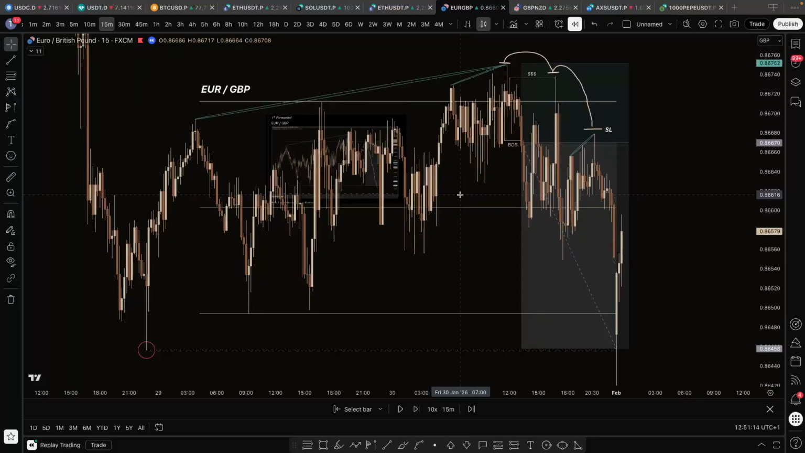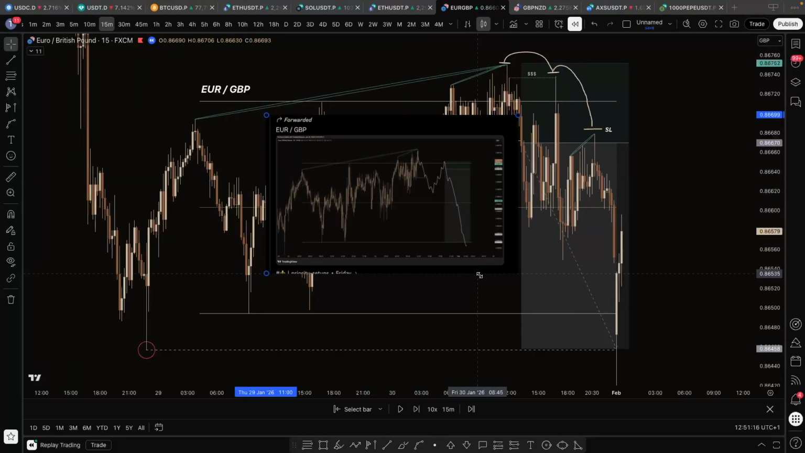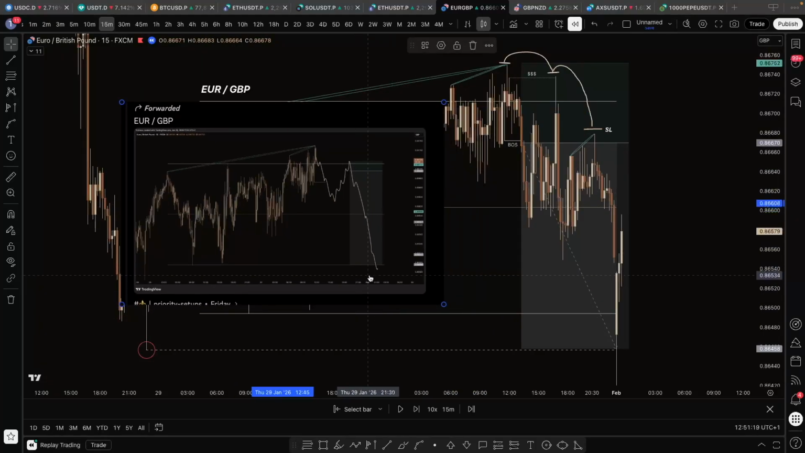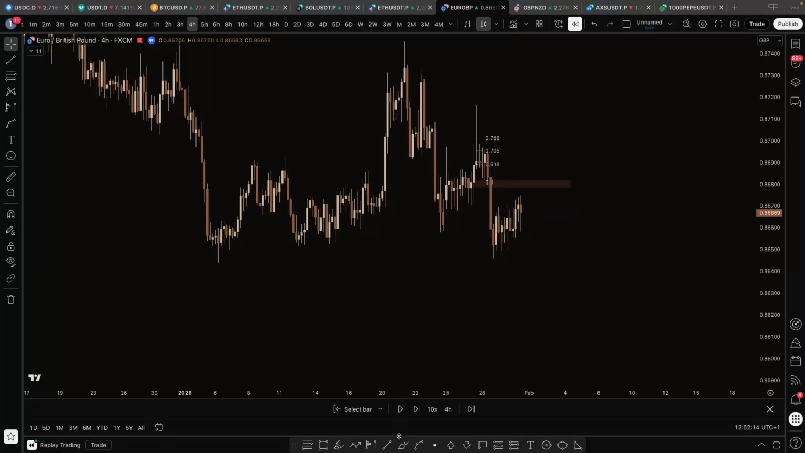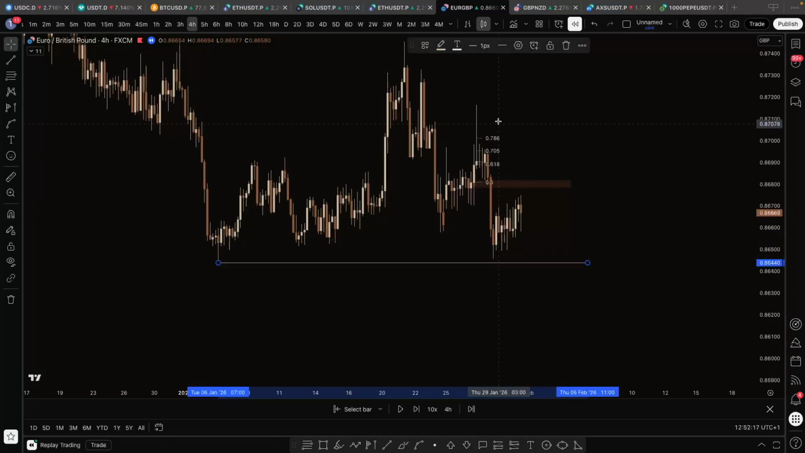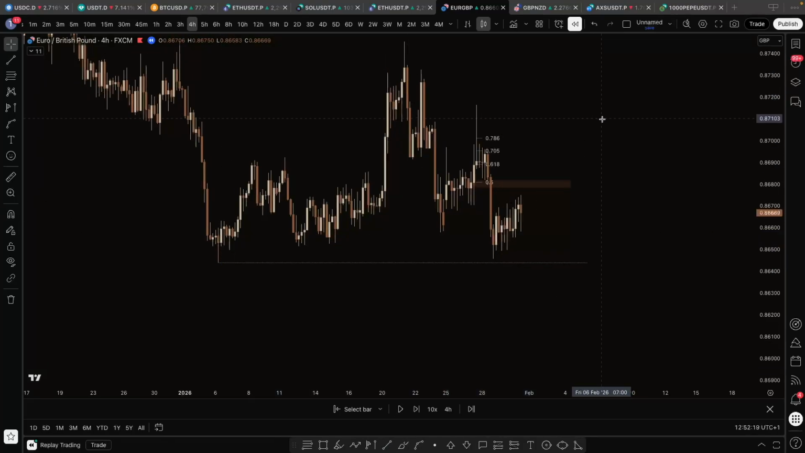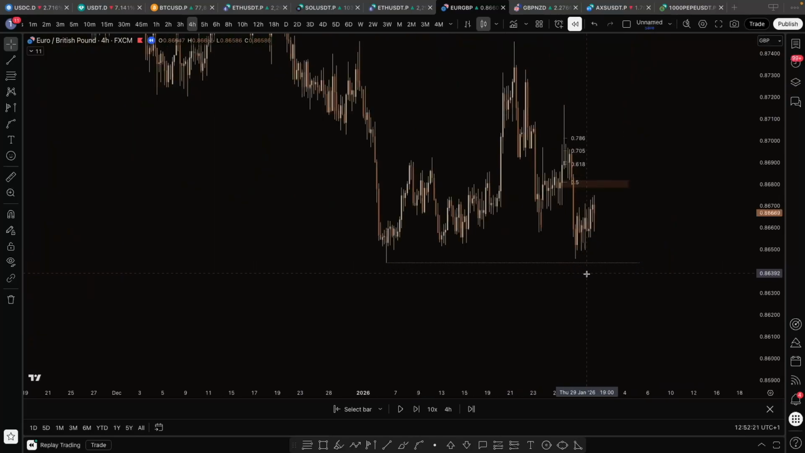So it doesn't get any more textbook than this trade. It was insane. It was in Euro GBP. And what happened here is that you see you didn't make a good low. How can I see you didn't make a good low? Because right here you have a massive liquidity point. A massive liquidity point. Why is that a massive liquidity point?